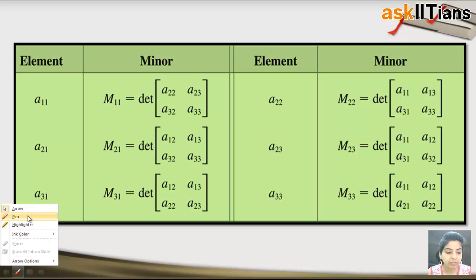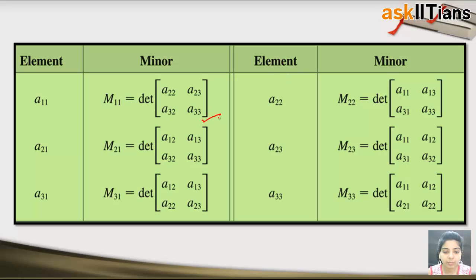Here we have basically tabulated the various minors. You can easily find out the determinant of the remaining elements, as we have already discussed. This you can easily solve for the general 3 cross 3 matrix.